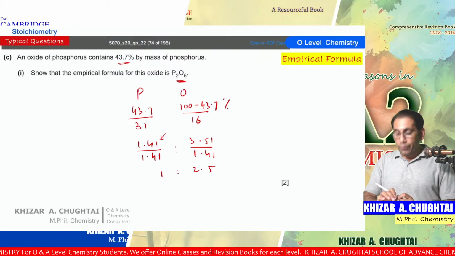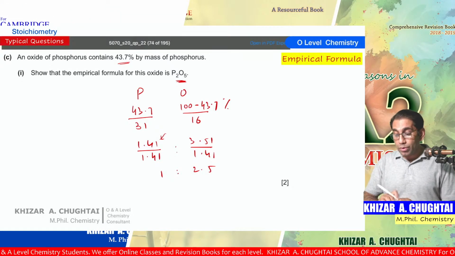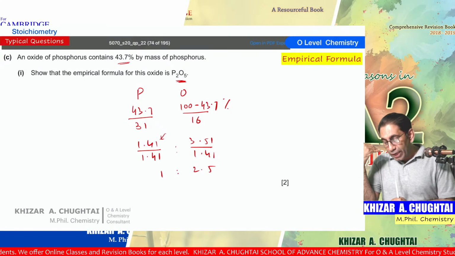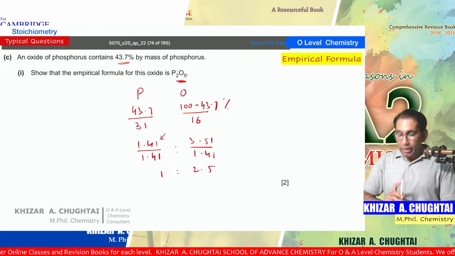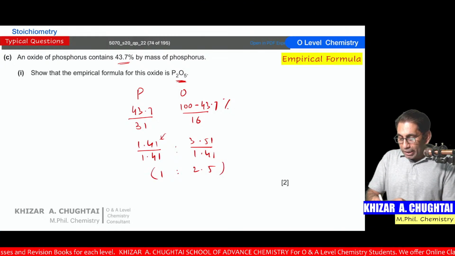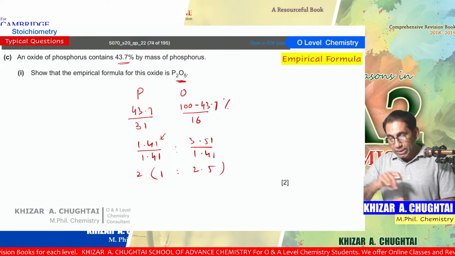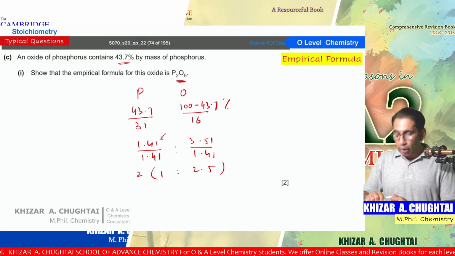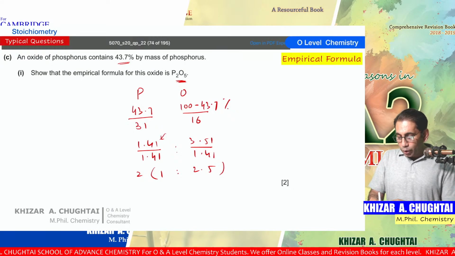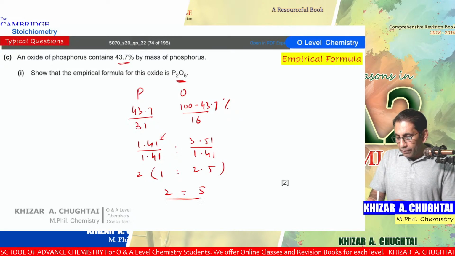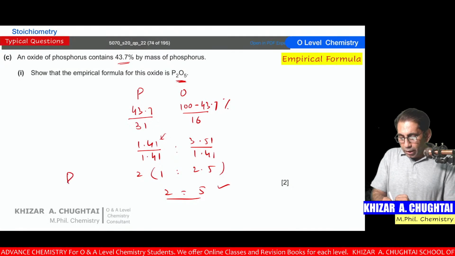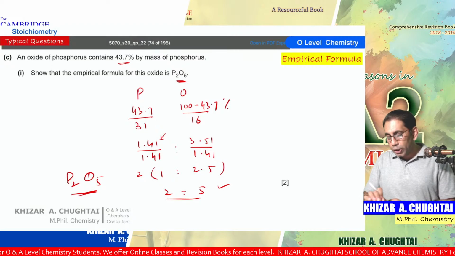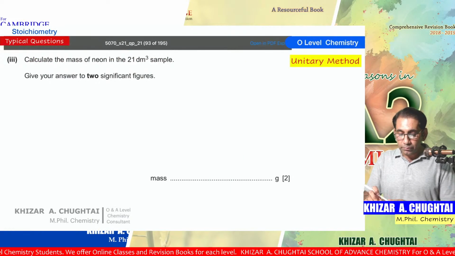Now we are not allowed to round it off. We are going to try to make them into whole numbers. So I am going to multiply both of these by 2 to change them into whole numbers. By multiplying by 2, it will be 2 and it will be 5. So it is proved that P and O are in a 2 to 5 molar ratio.